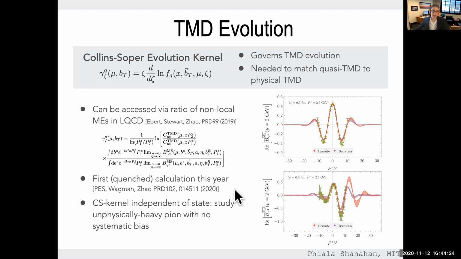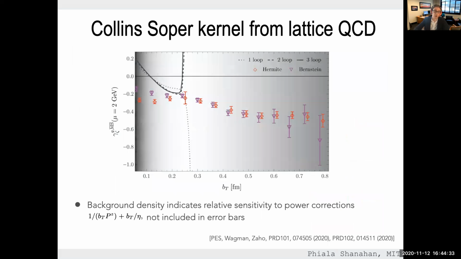And so we followed this calculation through in a first quenched calculation this year. Since this kernel is independent of state, we could study a pion, and since it's a quenched calculation, we could even study an unphysically heavy pion with no systematic effect, to calculate this evolution kernel. And that's what I'm showing here. And here's this transverse scale on the horizontal axis. These lines here are the perturbative results. They become singular about here because they reach the Landau pole. And what you can see is that we have reasonably precise results up much further than the perturbative results can reach.